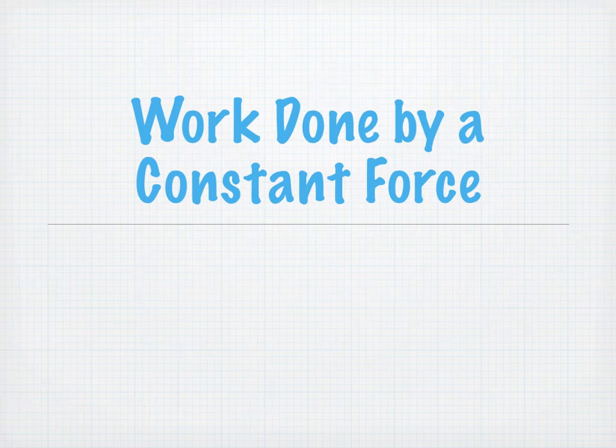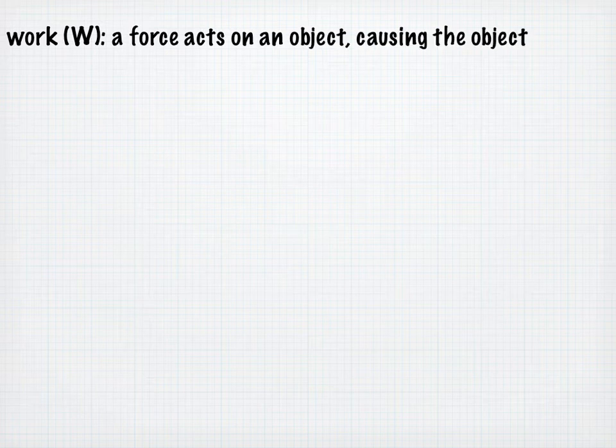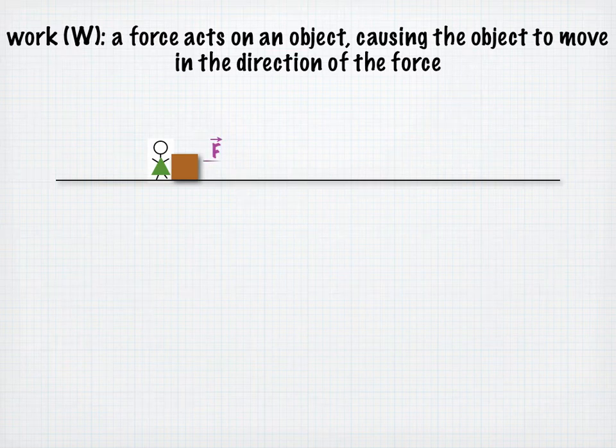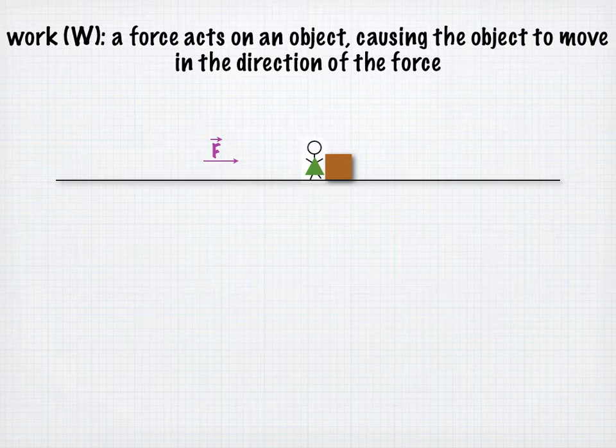Work done by a constant force. Work is done on an object when a force acts on the object, causing the object to move in the direction of the force. If I want to move this box across the floor, I apply a force on it to the right, and if the force is great enough, the box moves across the floor in the direction of the applied force. Since the box moved in the direction of the applied force, work was done on the box.